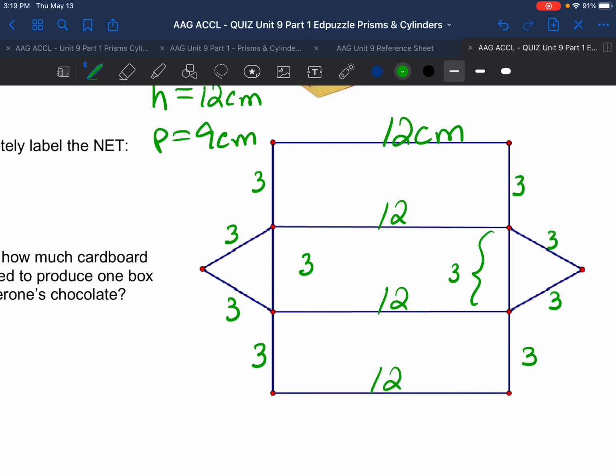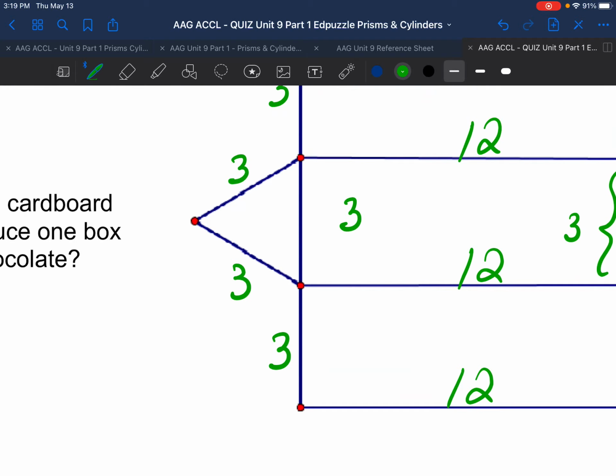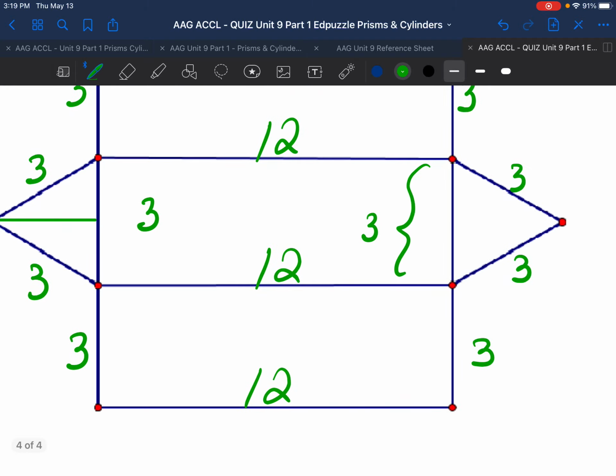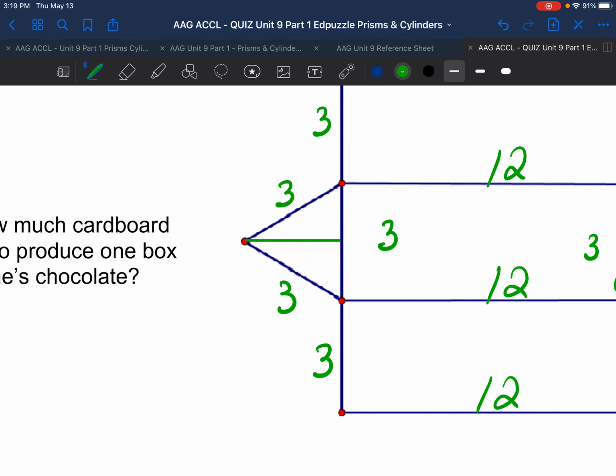Okay. So ladies and gentlemen, here's what we're going to do next. I think we've labeled the net except for one very important part. So I'm going to zoom in here, and I'm going to draw the height of this base. Maybe I'll also draw it over here as well. So what I'd like to know from you now is this. What is the exact length of that question mark? That's going to be the height of the triangle, the height of the base.